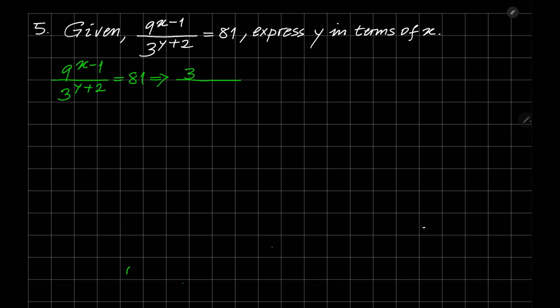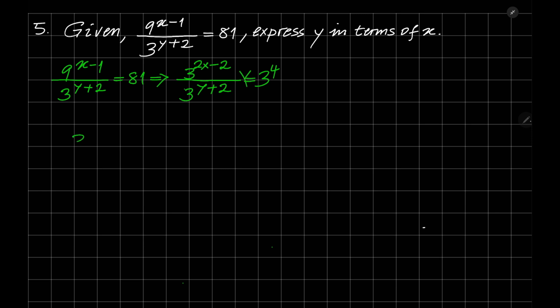9 is 3 squared, so it's 3 to the power of 2x minus 2 divided by 3 to the power of y plus 2, which is equal to 9 squared, or it's equal to 3 to the power of 4. Now we can use cross multiplication.